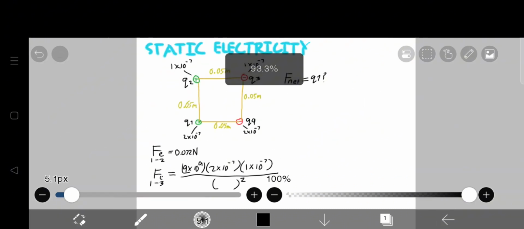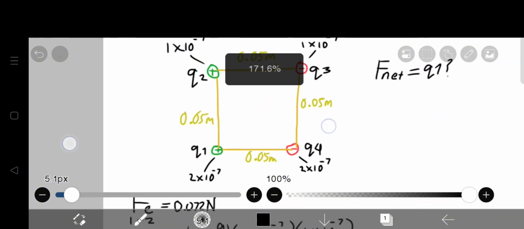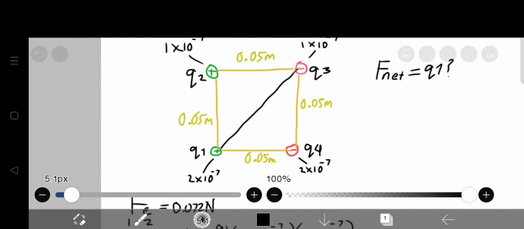Ngayon, hindi natin pwede gamitin yung 0.05 meters. Dahil as you can see, ito yung distansya nila. That would be their distance. Hindi addition ito. No. This would be their distance. Ito, itong diagonal na to in a box or in a square.